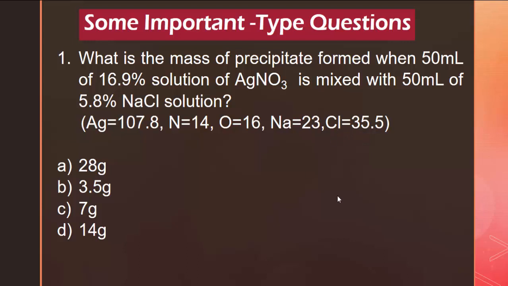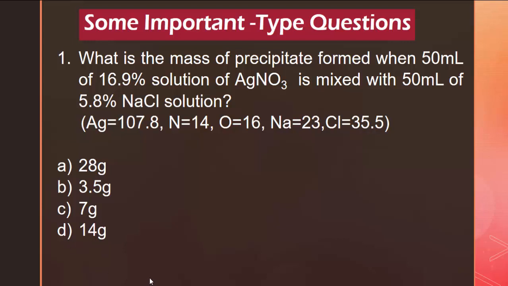Now let's go through the question once again. What is the mass of precipitate formed when 50 ml of 16.9% solution of AgNO3 is mixed with 50 ml of 5.8% NaCl solution? So we are mixing silver nitrate solution and sodium chloride solution, same volume 50 ml each, but of different percentage concentration. The four options given to us are option A 28 grams, option B 3.5 grams, option C 7 grams, option D 14 grams.